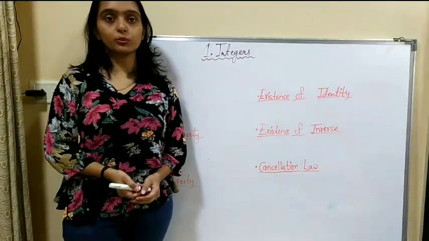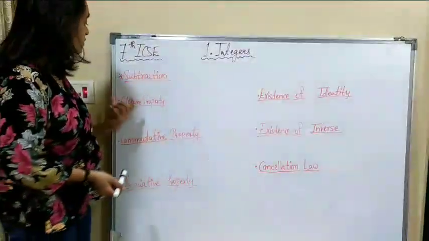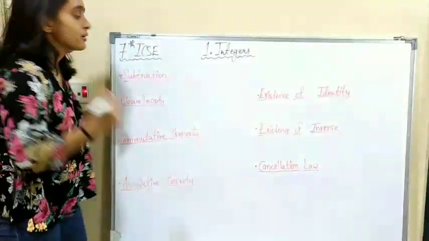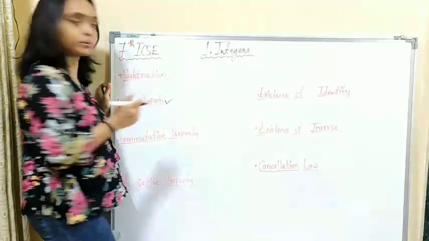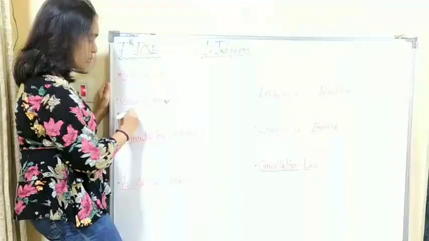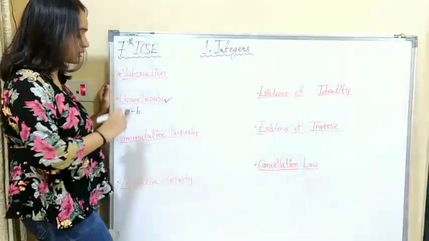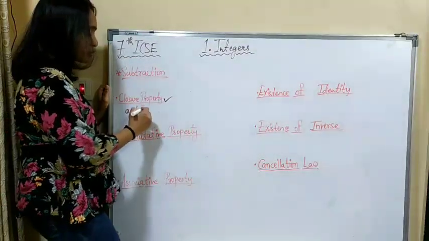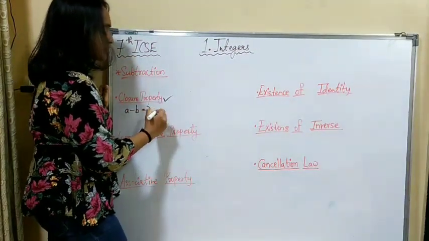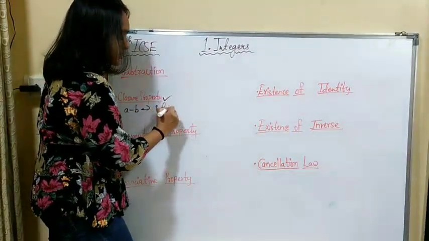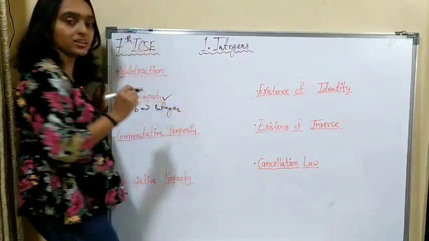Now we will see the properties of subtraction. The first property is closure property. Closure property is satisfied by subtraction of integers. That is, if you have any two integers a and b, and if you subtract both of them, then its answer is again an integer. So it is said to be closed under subtraction.